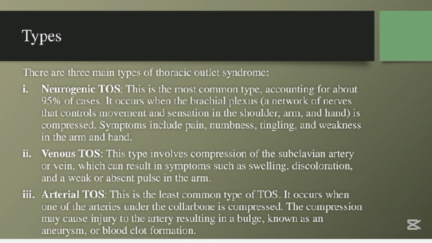Number two is venous TOS. This type involves compression of the subclavian vein, which can result in symptoms such as swelling, discoloration, or a weak or absent pulse in the arm. The third one is arterial TOS. This is the least common type of TOS. It occurs when one of the arteries under the collarbone is compressed. The compression may cause injury to the artery, resulting in a bulge known as an aneurysm, or blood clot formation. So these are the three main types of TOS.